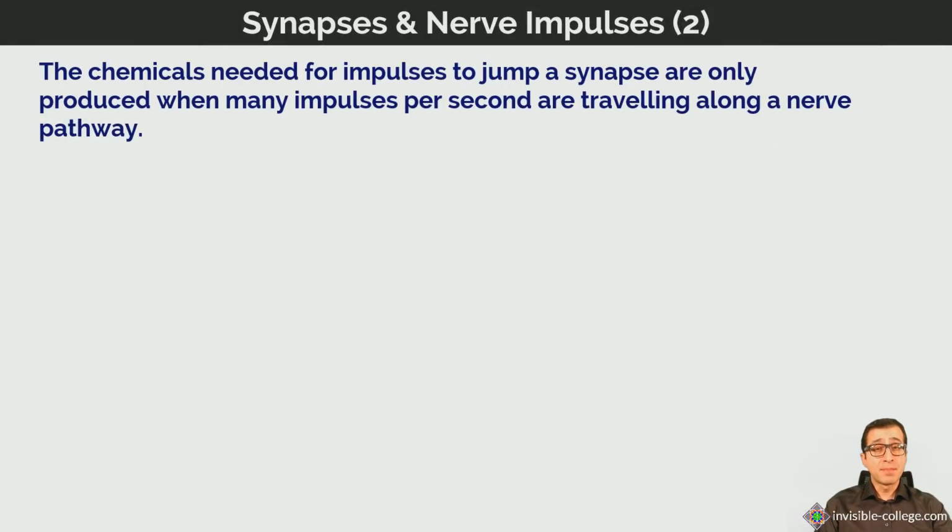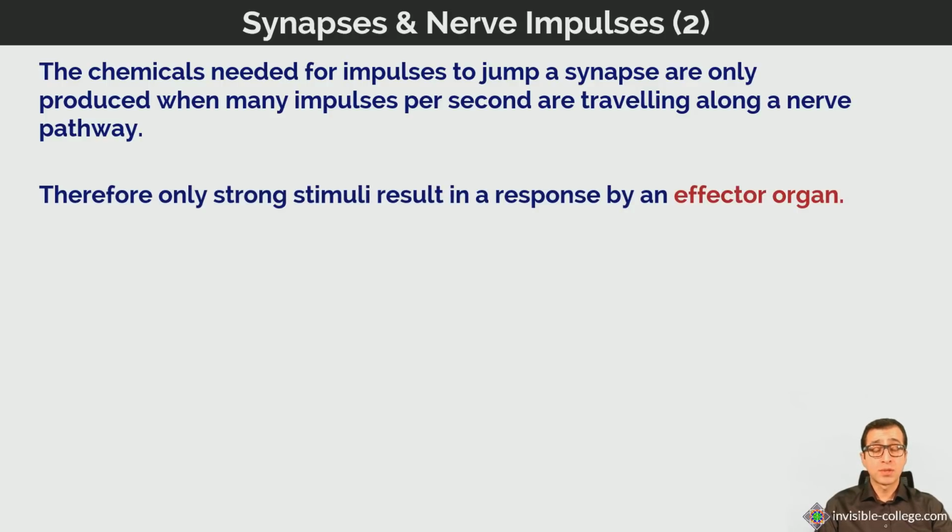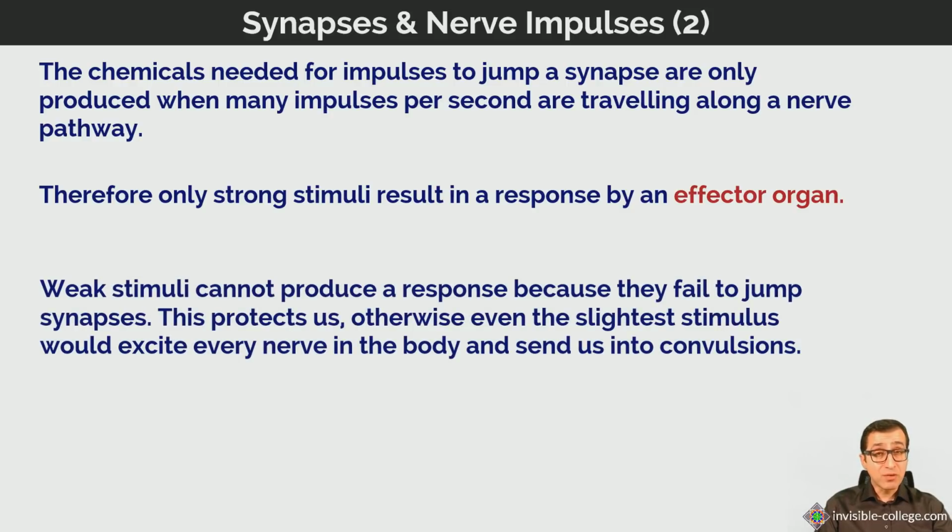Now, the chemicals needed for the impulses to jump from the presynaptic neuron across the synaptic cleft, the gap of the synapse, to the postsynaptic neuron, are only produced when many impulses per second are traveling along the neural pathway to the presynaptic neuron's membrane. So only strong stimuli will result in a response by an effector organ. Weak stimuli can't produce a response because they fail to produce a release of neurotransmitter across that synapse. So this essentially is a protective mechanism. Otherwise, even the slightest stimulus would excite every nerve in the body and send us essentially into convulsions.